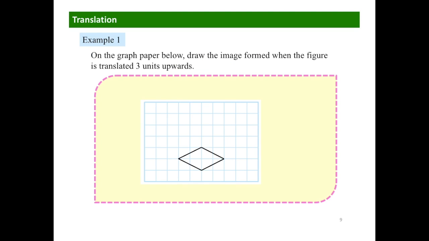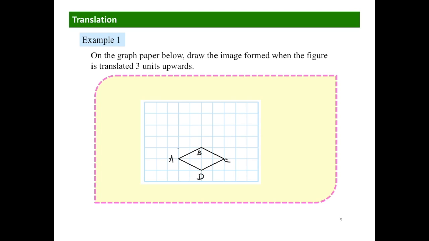Let's see example 1. On the graph paper below, draw the image formed when the figure is translated 3 units upwards. Remember, 3 units upwards. First we translate the 4 vertices to their new position. I will name the 4 vertices as A, B, C, D, and it would be easier for you to understand.